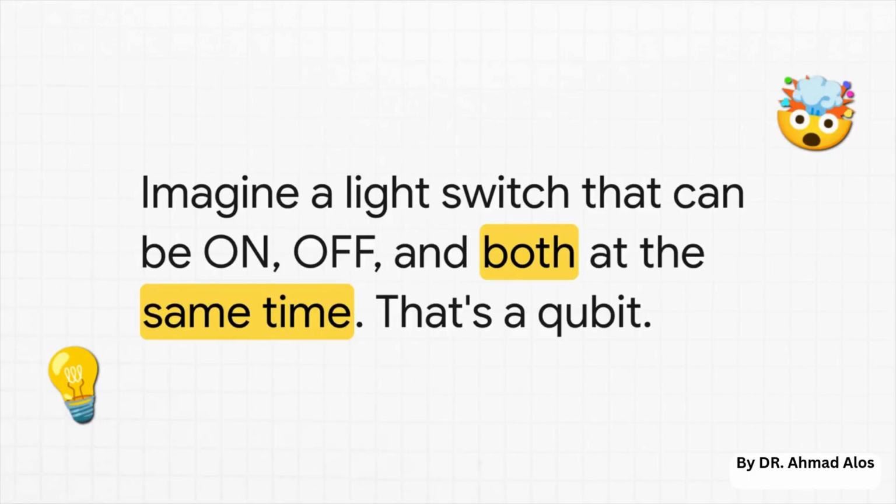Let's go back to our light switch analogy. A classical bit is that normal switch. It's either on or it's off. Simple. But a qubit is more like a dimmer switch that's also kind of a ghost. It can be fully on or fully off, or it can exist in this strange ghostly state of being both at the same time. And this ability to be in multiple states at once is the first big secret to a quantum computer's incredible power.